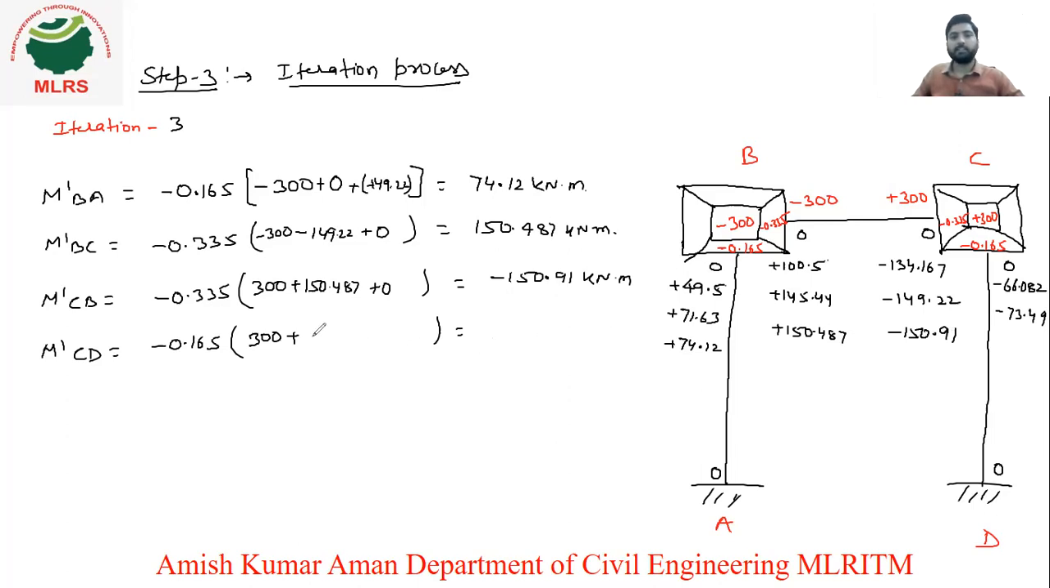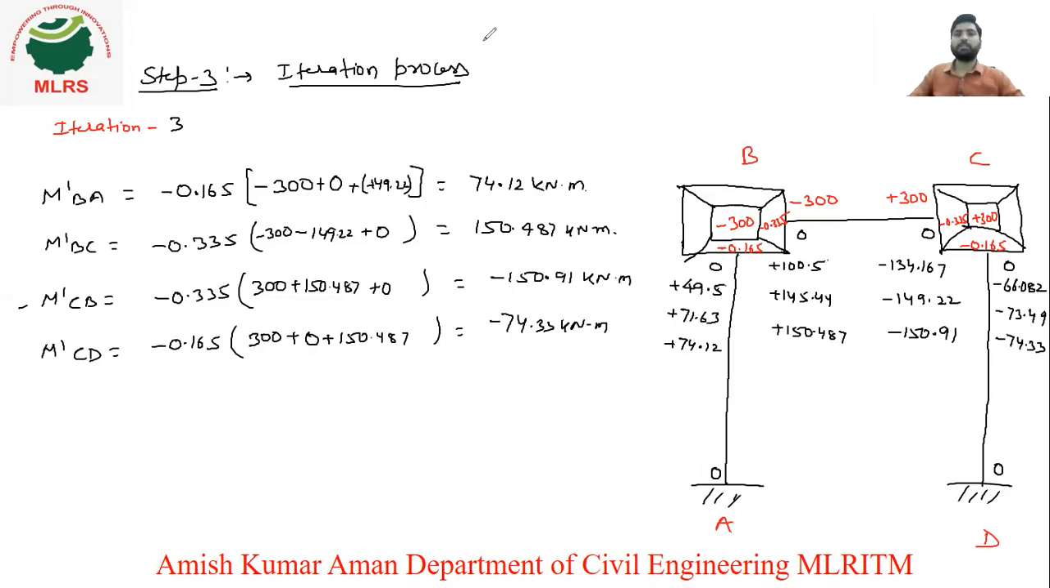Now next here, near will be 0, far will be 150.487. You can see at a joint, just near and far contribution value will interchange. So no need to calculate if you know this, then automatically it will be interchanged. See, near was 150.487, now it became far. Far was 0, so now it became near. So if you will calculate this, it is 74.33 kilonewton meter. So we should update this, minus 74.33.